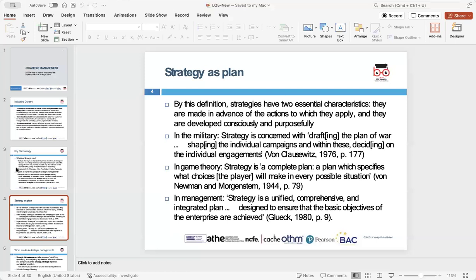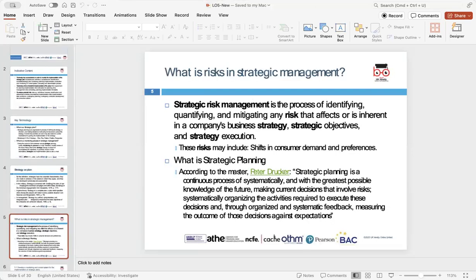When we talk about management, strategy serves as a unified, comprehensive, and integrated plan. It is designed to ensure that an organization's basic objectives are achieved. This approach focuses on bringing together various aspects of an organization's resources and capabilities to provide a competitive edge in the marketplace. Any questions so far? If anyone is there?